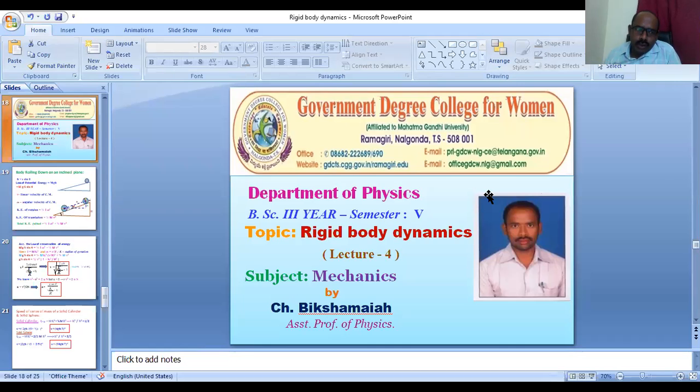In this video I am going to explain the motion of a body rolling on an inclined plane. We will derive the expression for velocity and acceleration, and after that we will see the velocity equation for a rolling solid sphere and a rolling solid cylinder. Later, we derive the relation between angular momentum and inertia tensor. So now we see it.